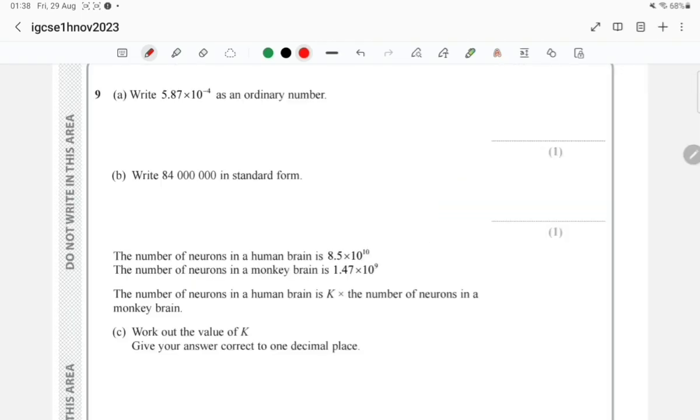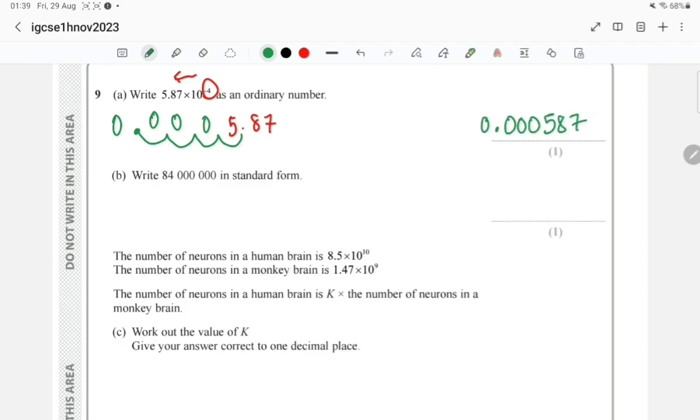Question 9. Write 5.87 times 10 to the power minus 4 as an ordinary number. So 5.87 times 10 to the power of negative 4. Negative 4 means I'm moving the decimal point to the left by 4. So let's do that. 1, 2, 3, 4. The decimal point comes here. I need to replace these by 0. So it would be 0.000587.